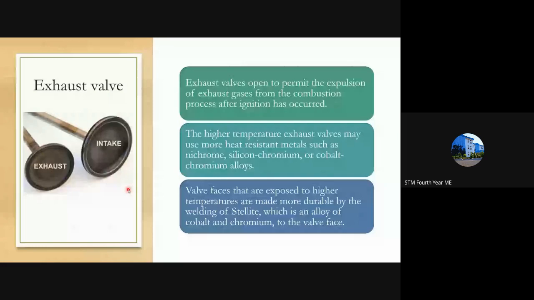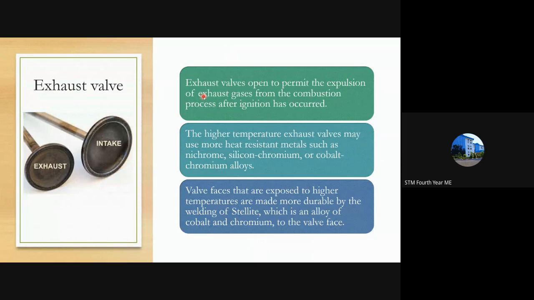So what is the exhaust valve's purpose? The exhaust valve opens to permit the expulsion of exhaust gas from the combustion process after ignition has occurred. So this is the function of an exhaust valve. It expels the exhaust gases that are formed after the combustion process, and it allows the exhaust products to escape. So once the exhaust valve is opened, the piston moves from bottom to top, that is BDC to TDC. Once that movement is done, the piston itself pushes the exhaust products out through the exhaust port.